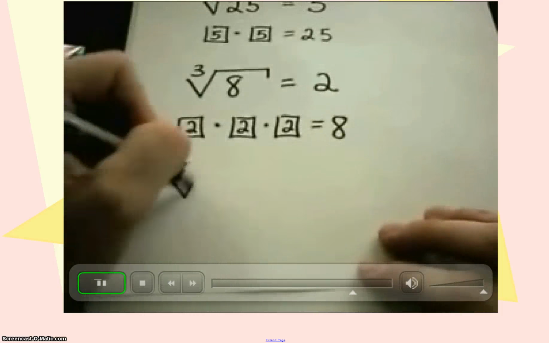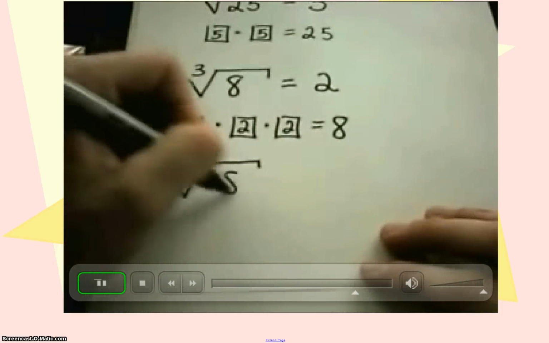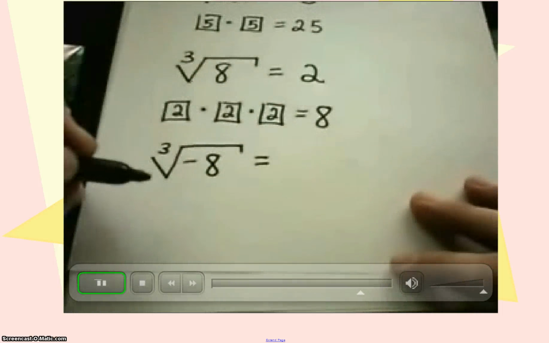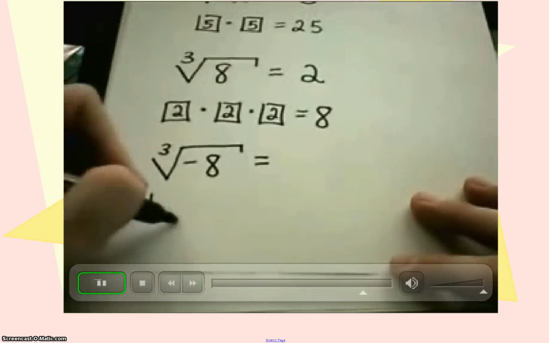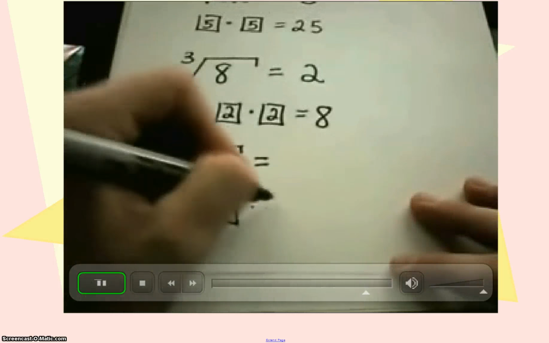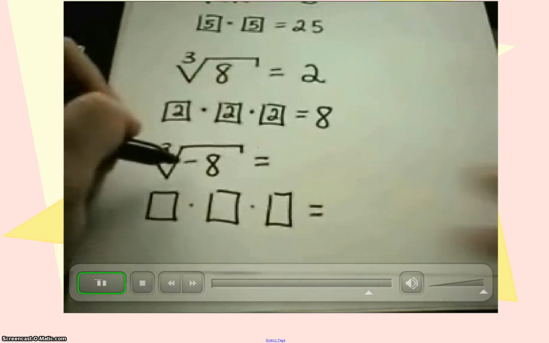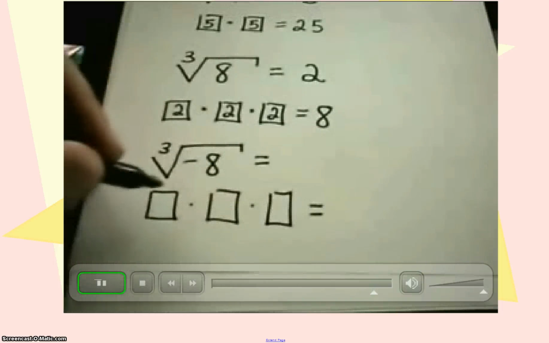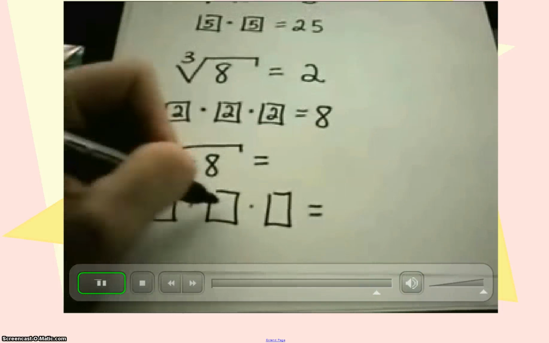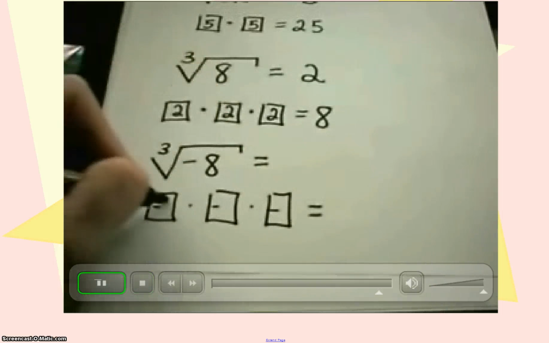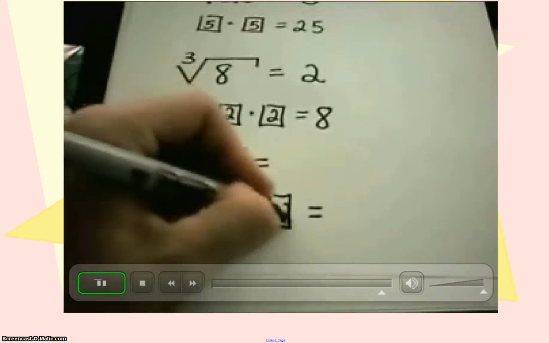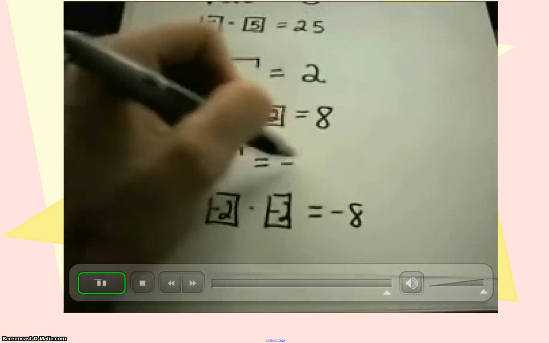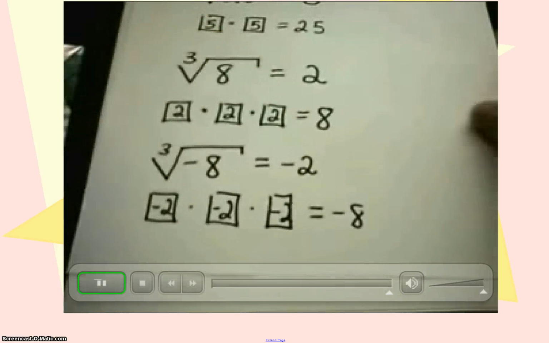If we had the cube root of negative 8, what would the solution to that be? Well, in this case, we can't have a positive number as a solution, because I need the number that I get out to be negative, and if I multiply a number by itself 3 times, the only one that's going to give me a negative out is if that number is negative. And notice negative 2 times negative 2 times negative 2 does give me negative 8. So the cube root of negative 8 is negative 2.